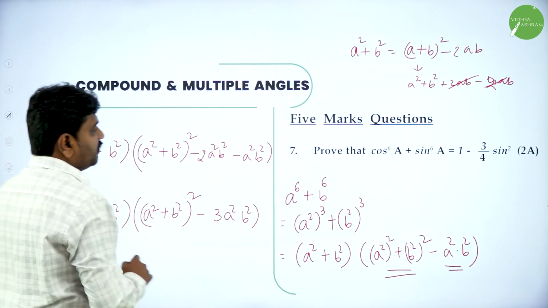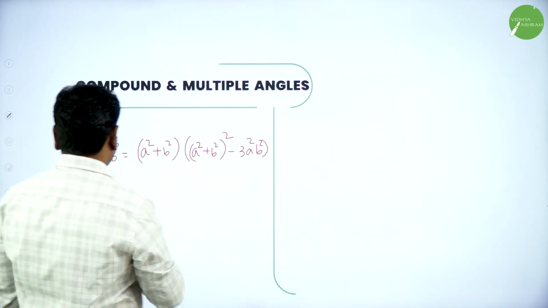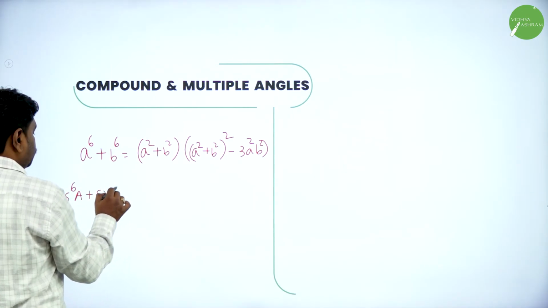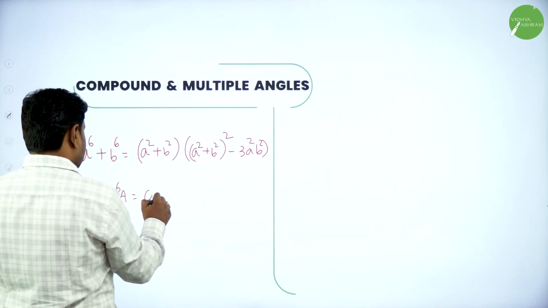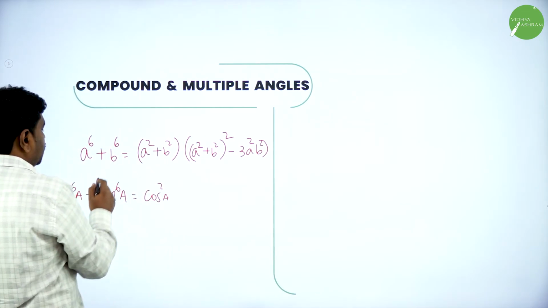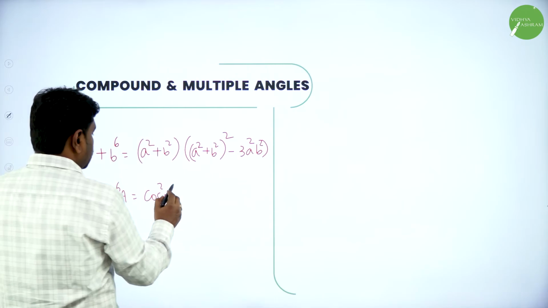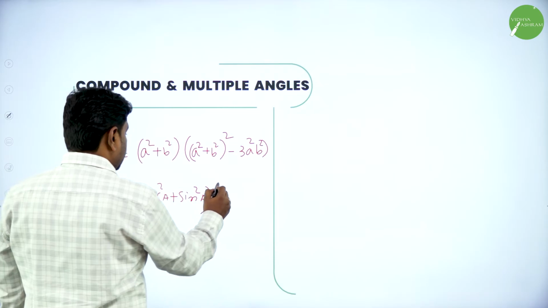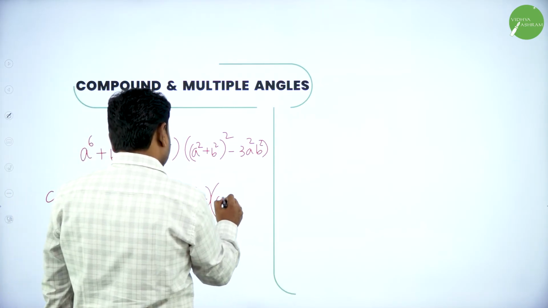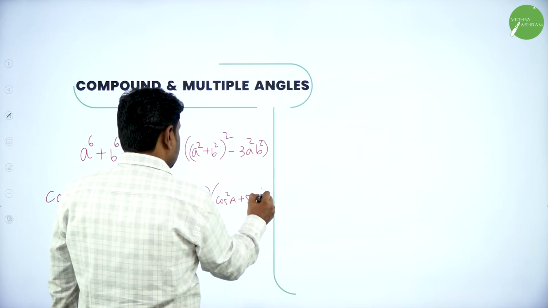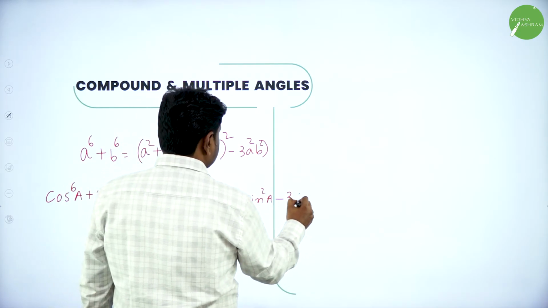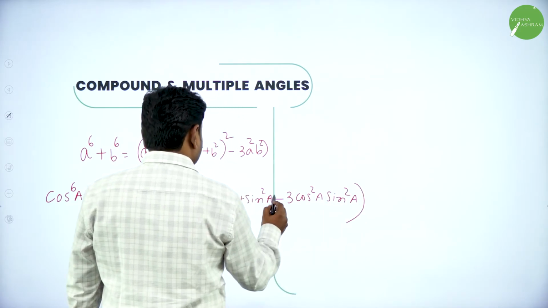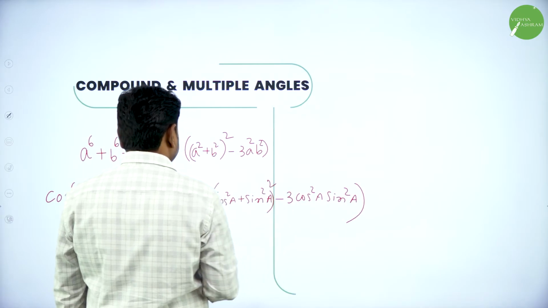So if they want you to simplify cos power 6a plus sin power 6a, we have cos power 6a plus sin power 6a can be written as cos square a plus sin square a, because I am writing here a is cos a, b is sin a. Cos square a plus sin square a, I am using the above formula, into again in the brackets a square plus b square, meaning cos square a plus sin square a, minus 3 times cos square a sin square a. This whole square, sorry.